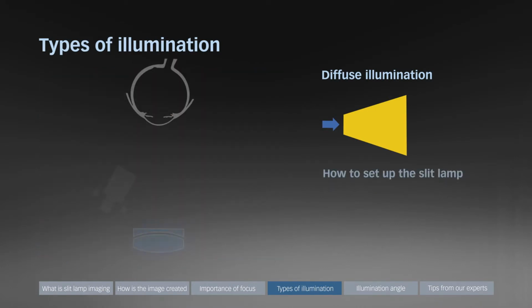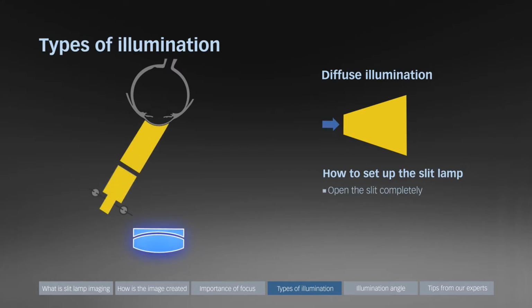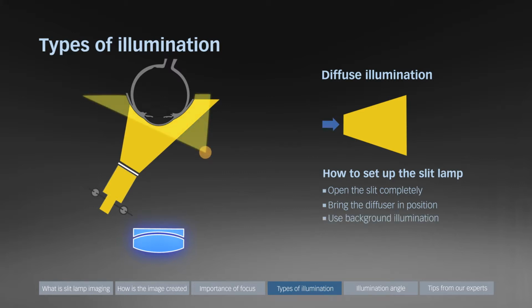To set up the slit lamp for diffuse illumination, open the slit completely. Bring the diffuser in position and use a small amount of background illumination. Haag-Streit offers two versions of background illumination, a pivoting version that allows for optimal positioning and a fixed version that is attached to the same axis as the mirror.